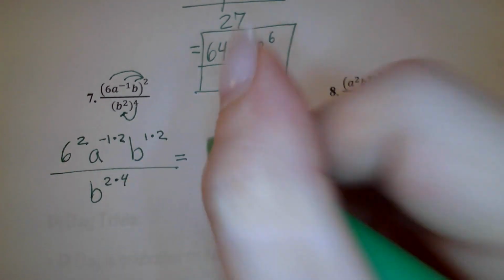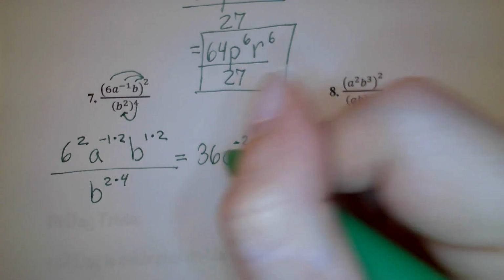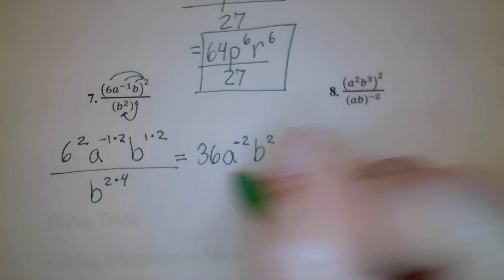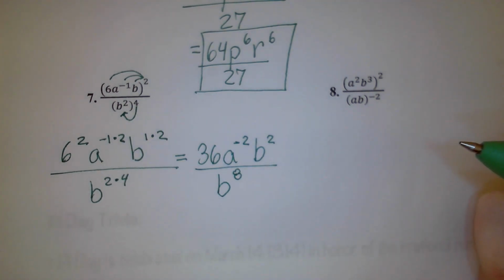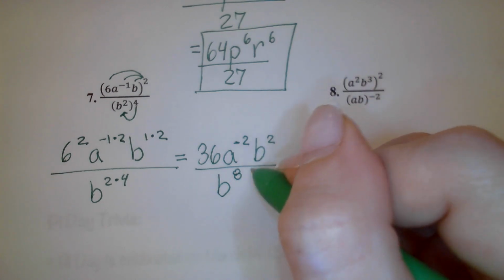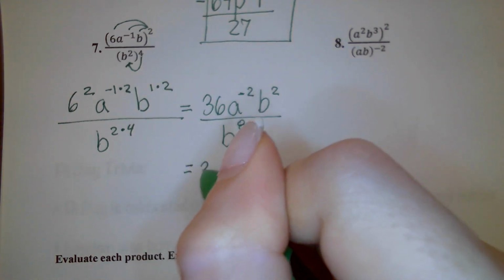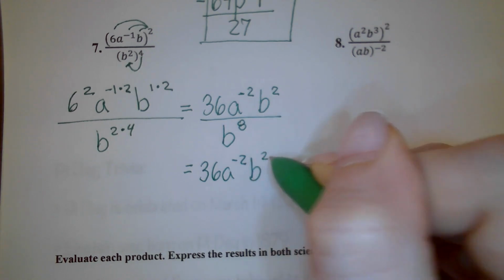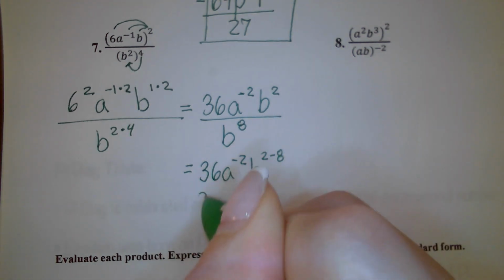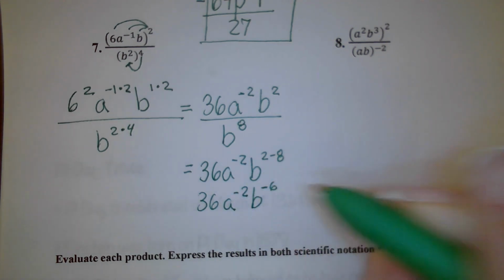So let's simplify this. We get 36, a to the negative second power, b squared, over b to the 8th. Now, from this point forward, we've got some simplifying to do because we have to subtract to get rid of our denominator. So this will become 36, a to the negative second power, b to the 2 minus 8. So 36, a to the negative second power, b to the negative 6th.